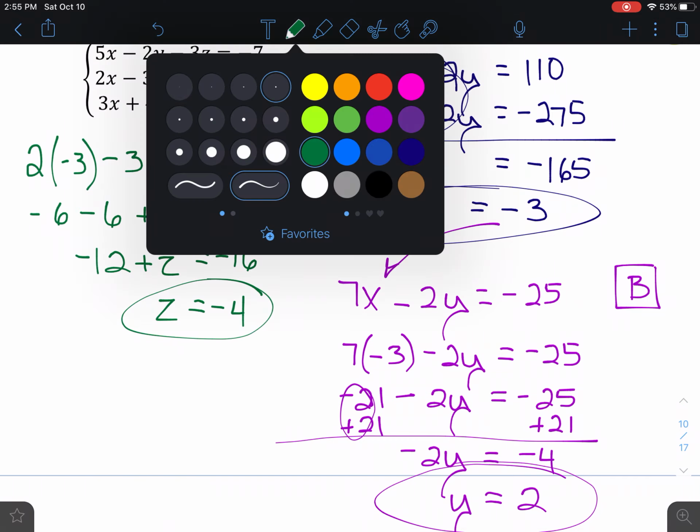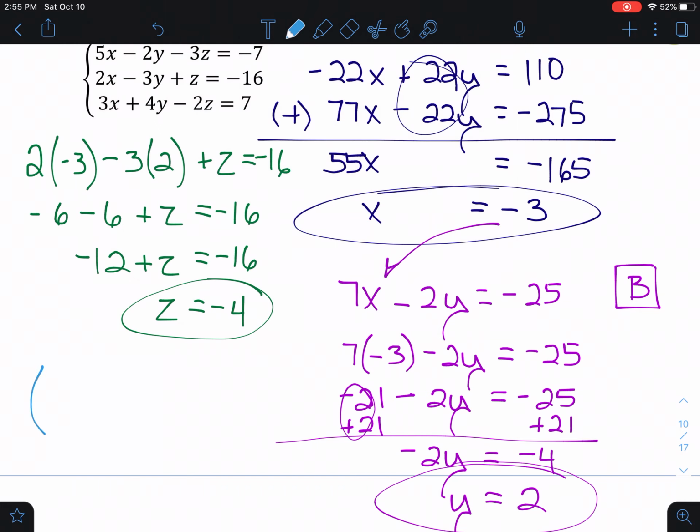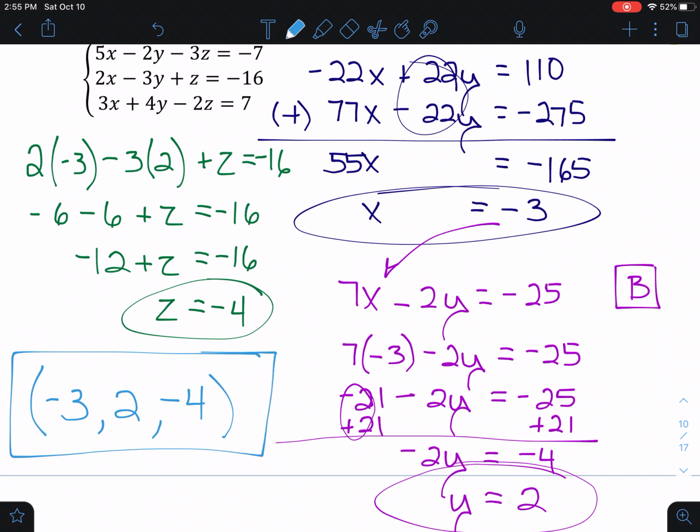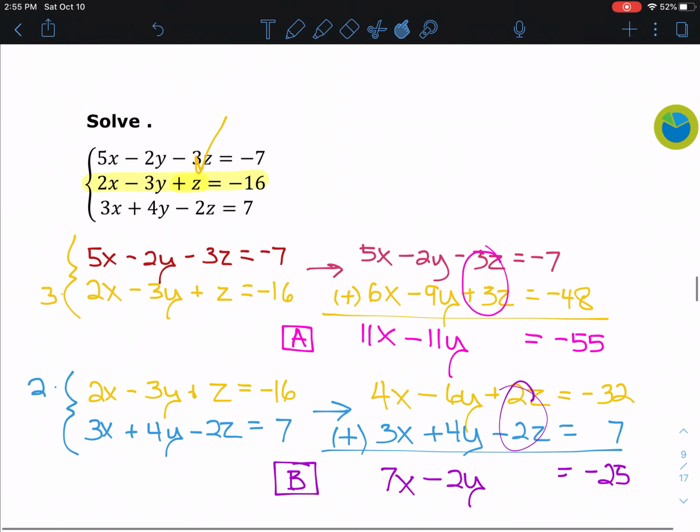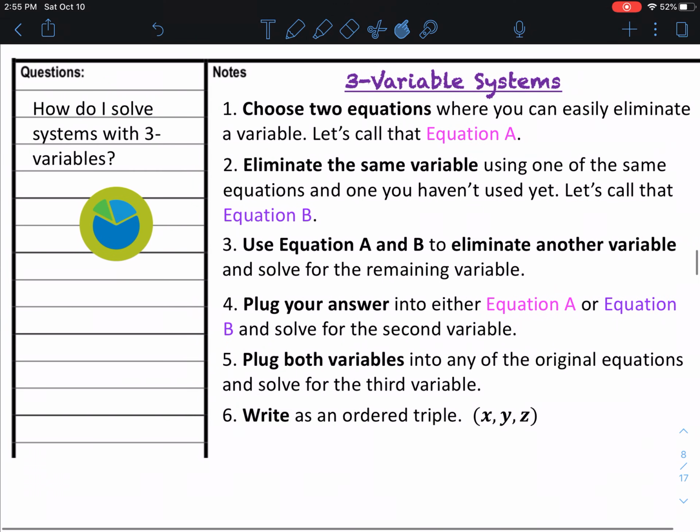All you have to do now is just write this as an ordered pair, or ordered triple, excuse me. So x is first, negative 3. Then y, 2. And then z, negative 4. And this would be where all three of these planes intersect, at that ordered triple, or that point in space. Okay, I hope that makes sense. Again, here are the steps to solve those. All right, good luck.